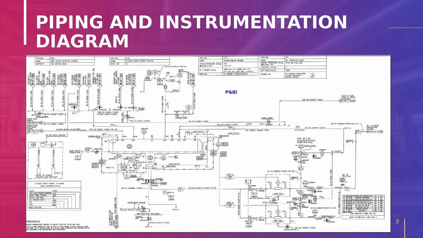At the top of the sheet, you can see the equipment detail. With its tag number, operating condition, design condition, material of construction, everything will be shown in the P&ID. So this is like a bible for any process unit. Okay, next one.